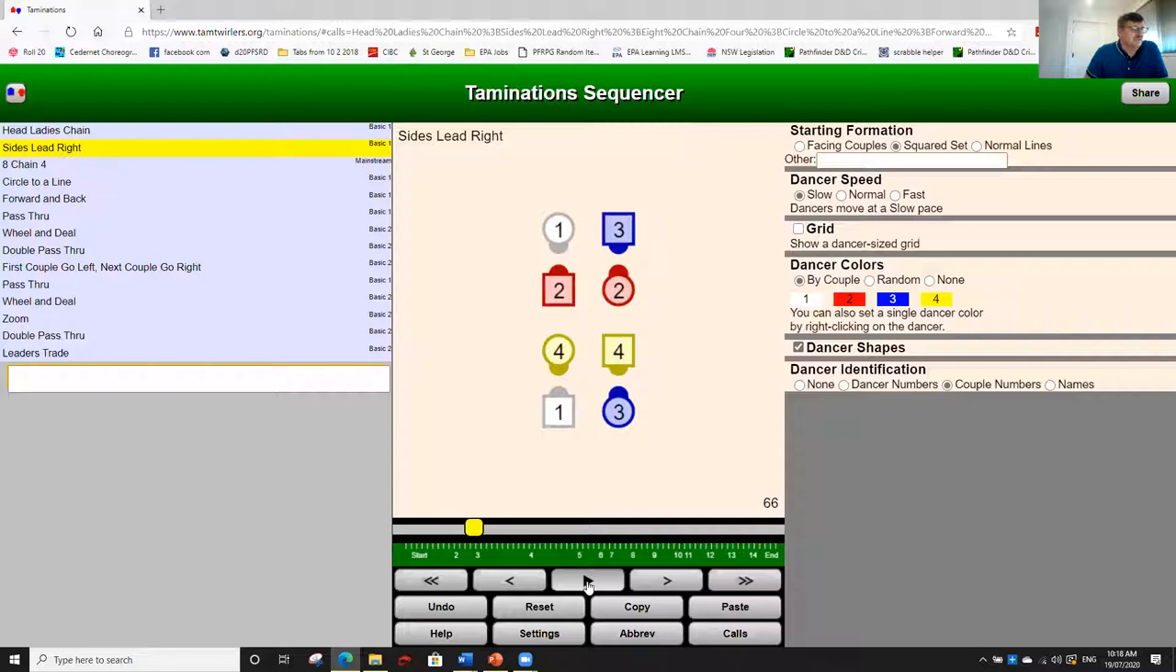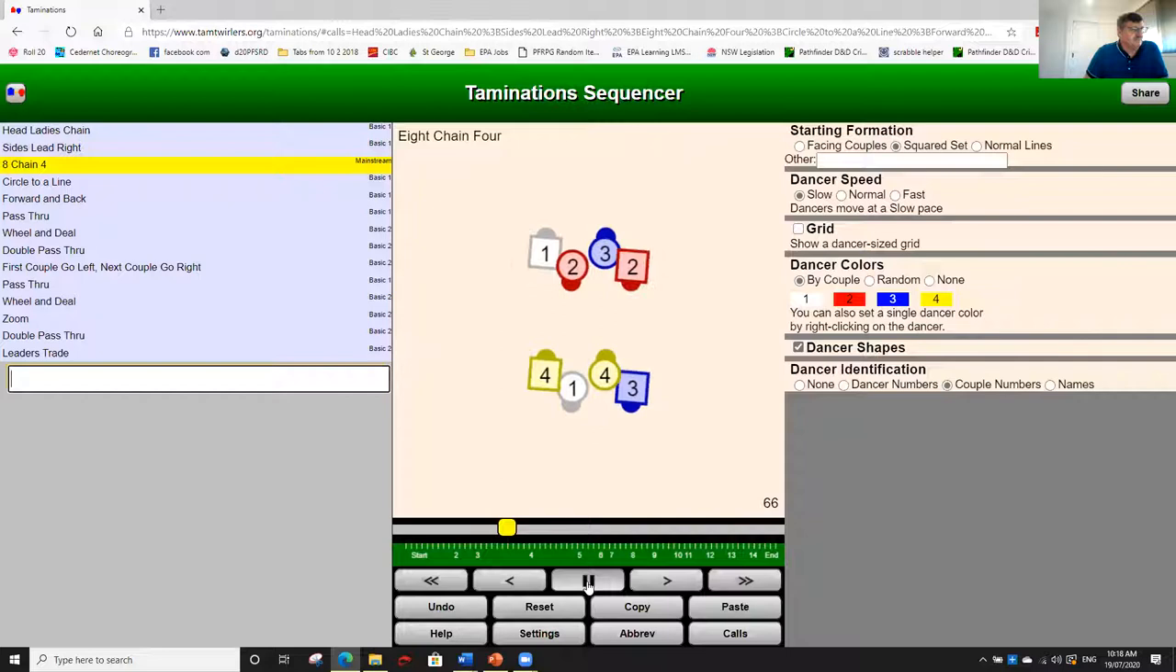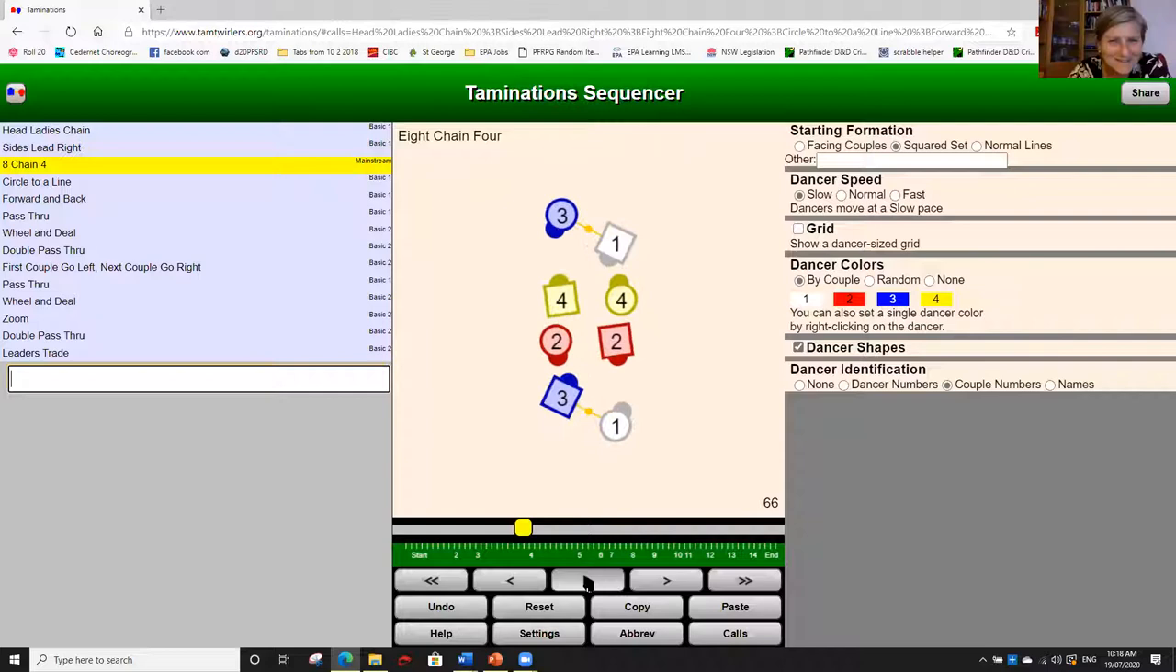Okay, so I do an eight chain four. Because I have a lot of really, really old dancers, I've got the music on four beats per minute. Okay, so notice the outside dancers here. See couple number one? Number one man and number three lady? John, are you there? Yeah, I'm watching. Okay, so he's come from here to here, backing up, and now he's got to do a circle to a line. So watch what happens. He's backing up. He's got to do a dramatic change of direction there.